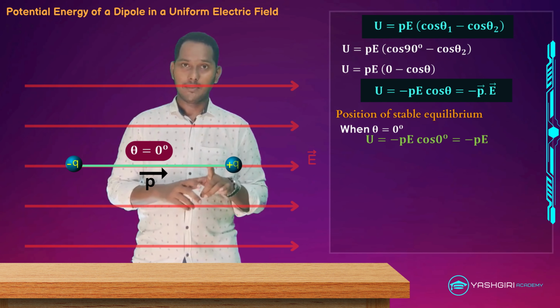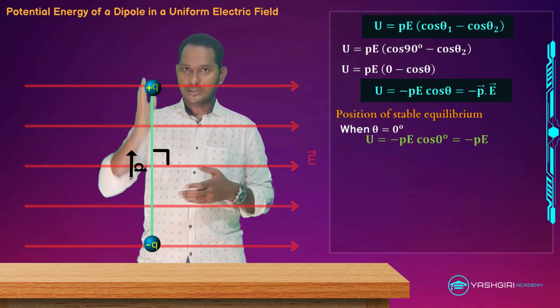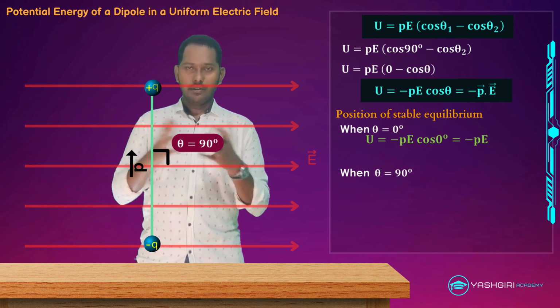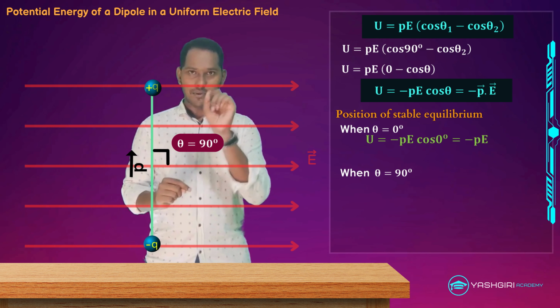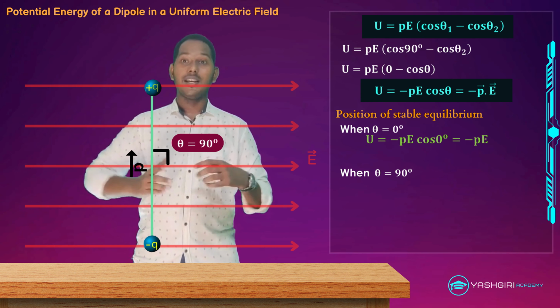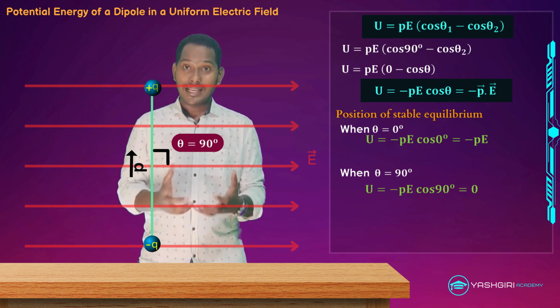Position of stable equilibrium. When the electric dipole moment is perpendicular to this electric field, here in this case, students, the cos of 90 gives you 0, and the potential energy of this dipole is going to be 0, and this is a case of zero energy.